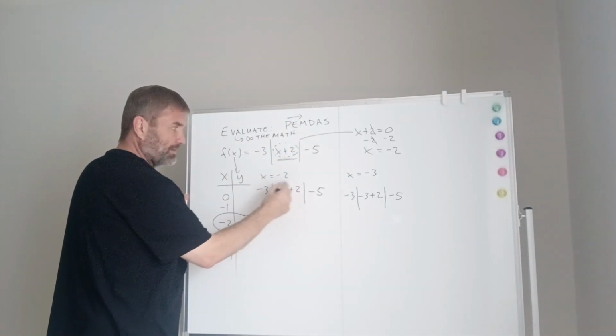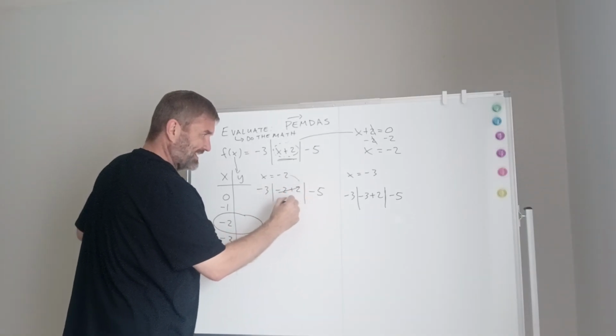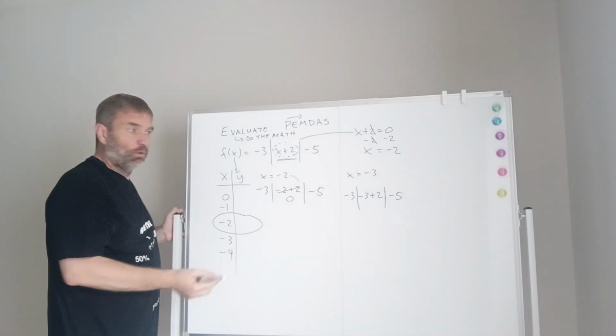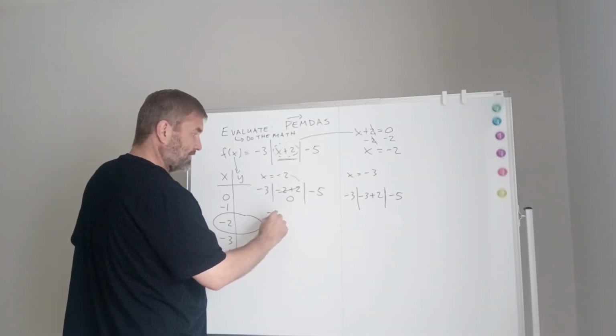So we're going to do the stuff inside the parentheses first. So right here, -2 plus 2 goes to what? 0. Now, once you've done that, now you can take the absolute value of that number, which is then what? 0.